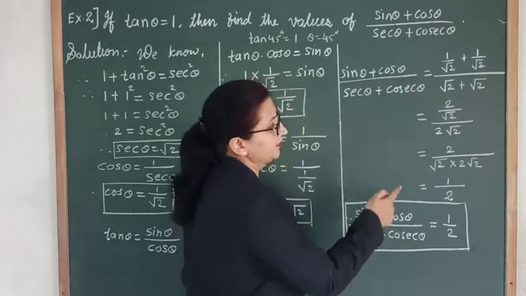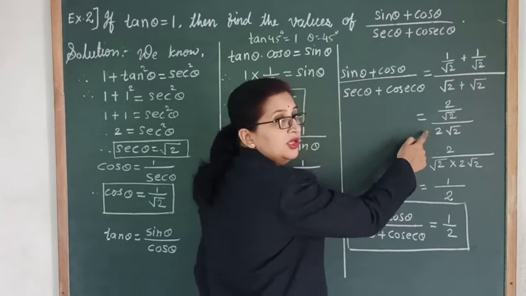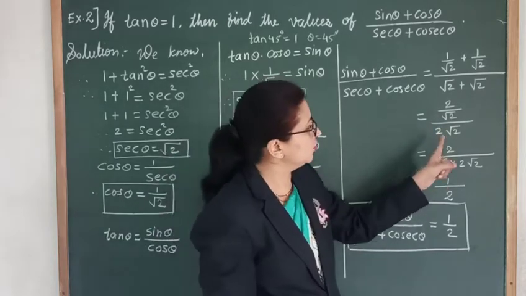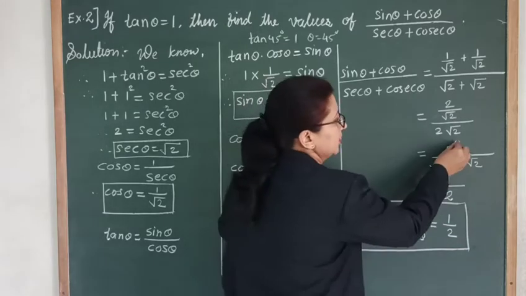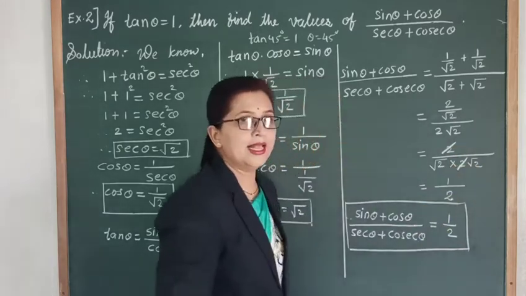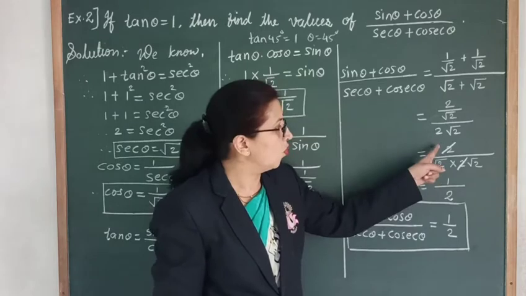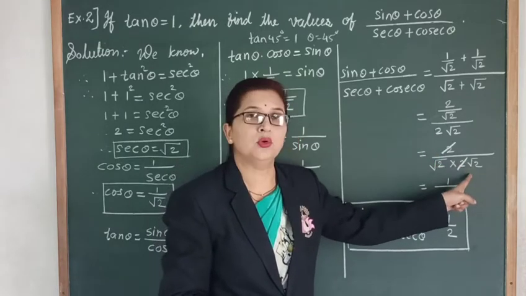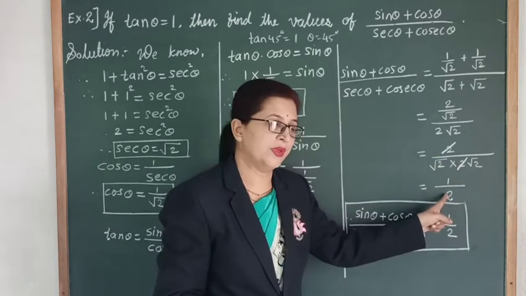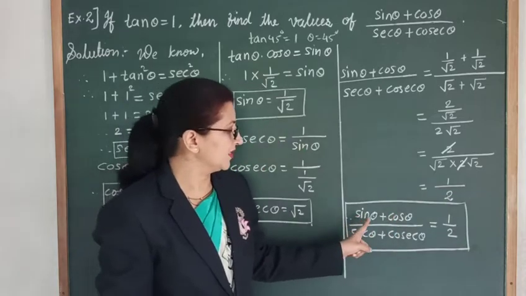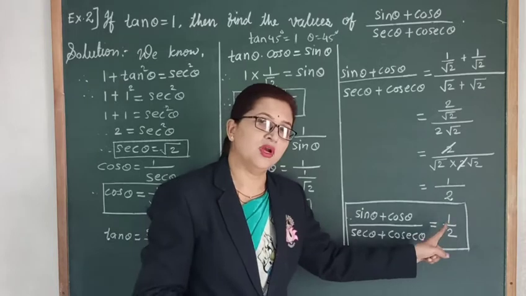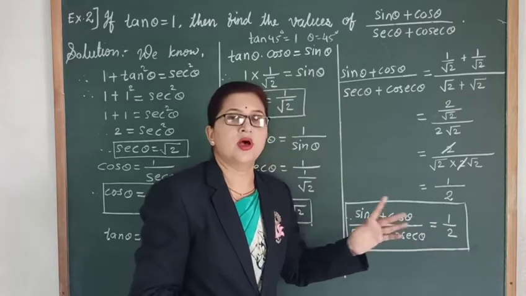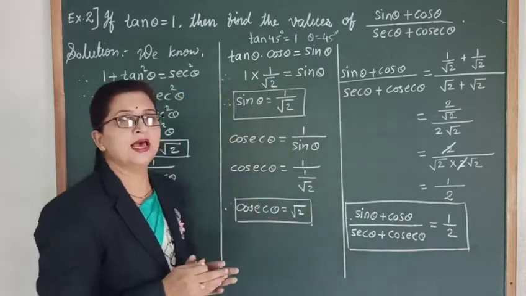Okay, now here this denominator will join to this denominator, so 2 upon root 2 into 2 root 2. So here this 2 will get cancelled and we'll get 1 upon root 2 into root 2, that is 2. So in this way, the value of sin theta plus cos theta upon sec theta plus cosec theta is equal to 1 upon 2. Okay, so I hope both the methods are clear to you.